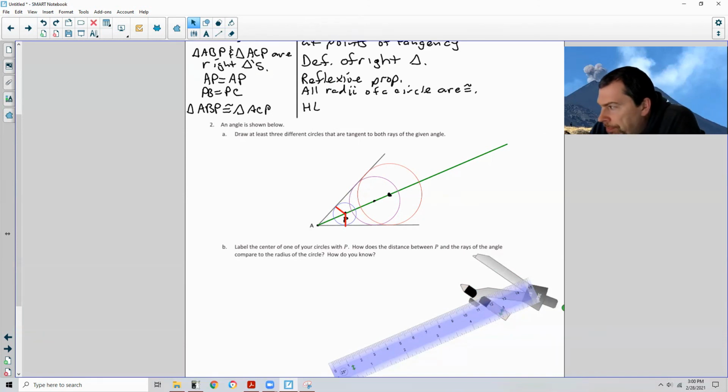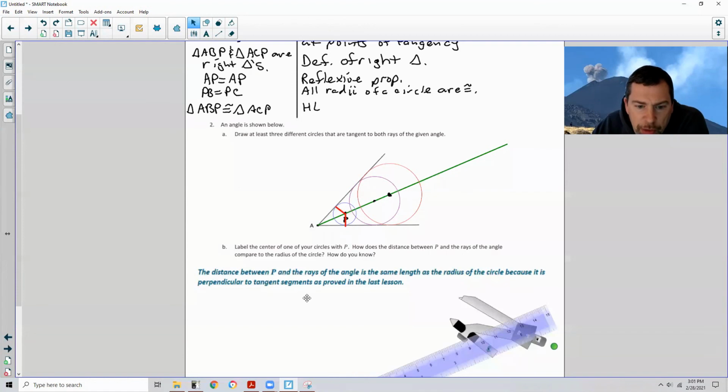Okay. So the distance between P and the rays of the angle is the same length as the radius of the circle because it is perpendicular to tangent segments as proved in the last lesson. So those are both radii, they're both perpendicular to those segments. So they are equal to the radius of the circle.